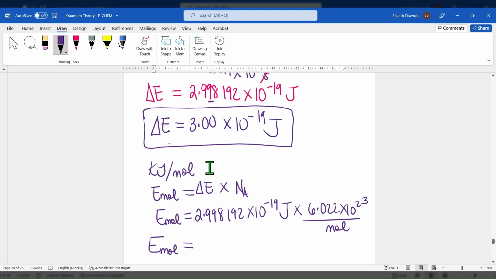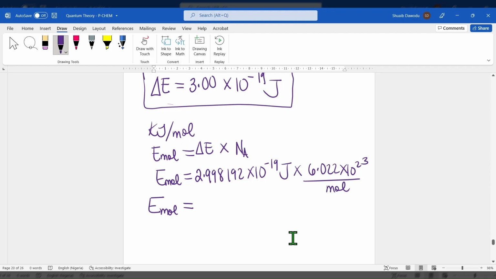So anyways, 2.998192 times 10 to the power of negative 19 times 6.022 times 10 to the power of 23 is just going to give you 1.80555112 times 10 raised to the power of 5 joule per mole.